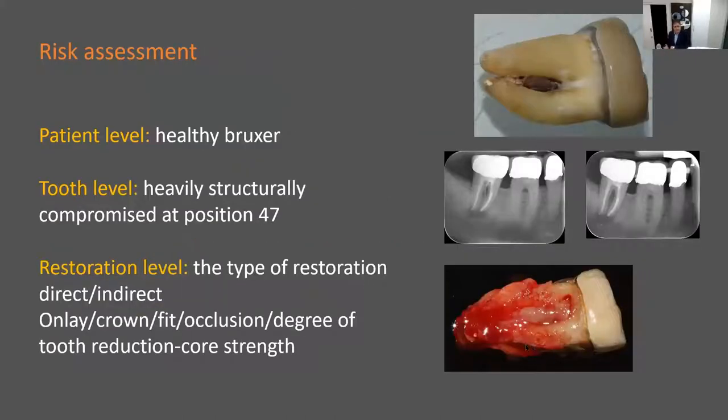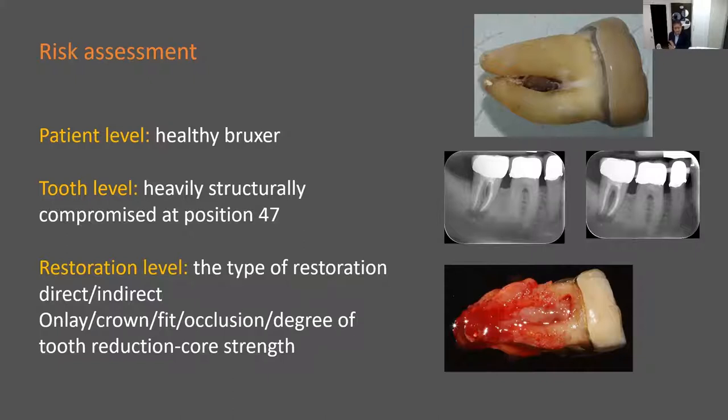Now, when we look at risk assessment, this is a particular patient in the first slide. You can see that it's a metal-ceramic crown, and I think it's got an excellent fit. If I blow it up, you can hardly feel the probe, so it's really holding well. But on the other hand, it's a healthy patient, it's a bruxer, 73 years of age. We need to look at risk assessment at the patient level, the tooth level, and the restoration level. So whenever we look at risk assessments, we need to understand how many levels we need to assess and come back with a scenario to reduce the risk as well as improve the prognosis of the tooth.